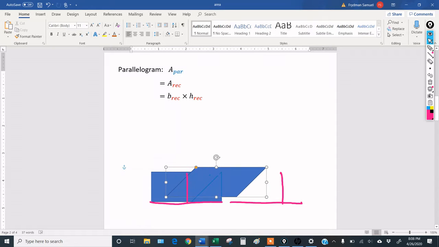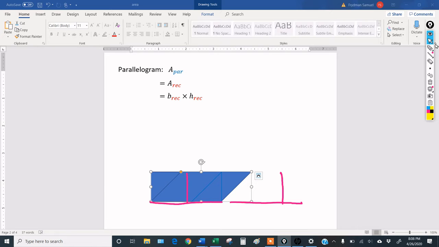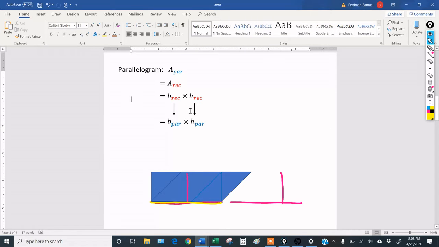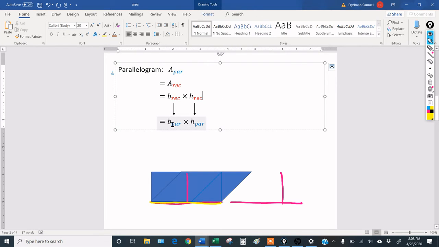We can see that the base of the parallelogram fits perfectly over the base of the rectangle. The two are equal. The height of the parallelogram is also equal to the height of the rectangle. Therefore, in our equation, we can simply replace the base of the rectangle with the base of the parallelogram and the height of the rectangle with the height of the parallelogram, since both bases and heights are the same. So the area of a parallelogram is equal to the base of the parallelogram times the height of the parallelogram.